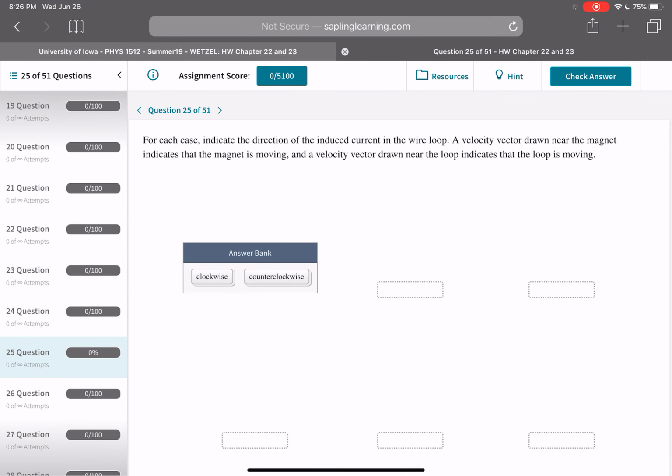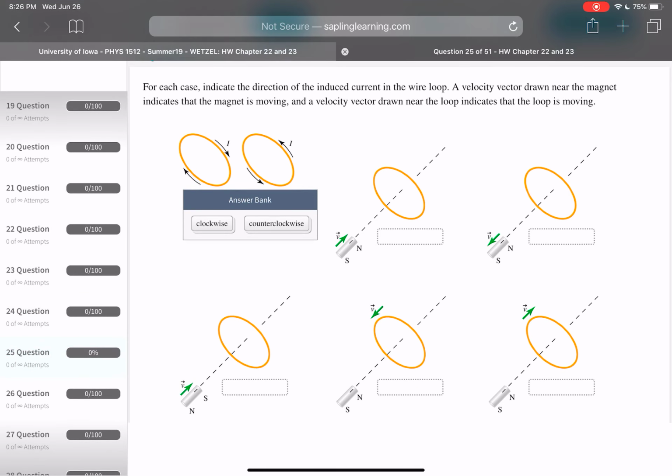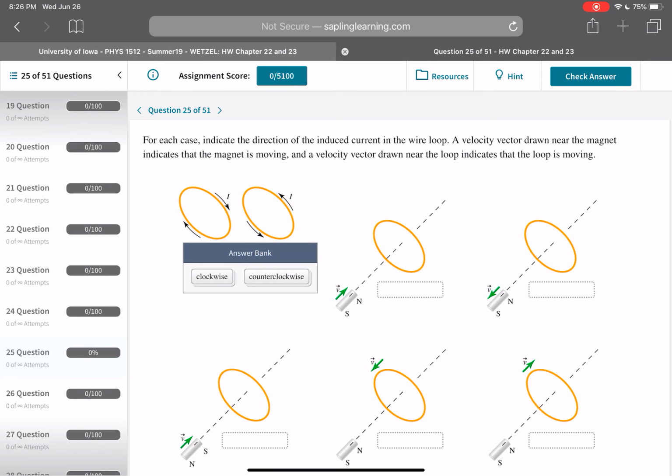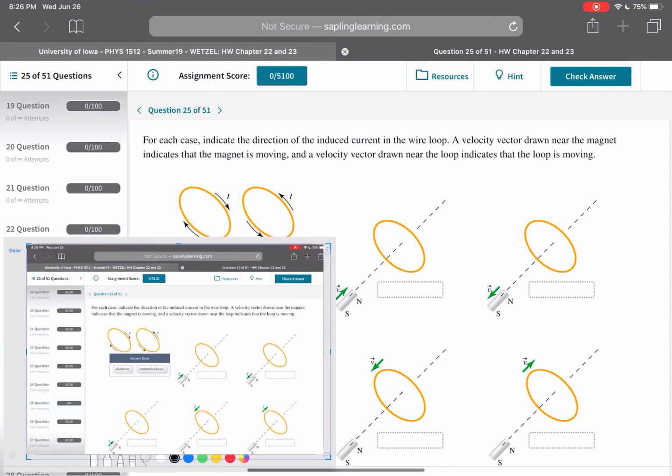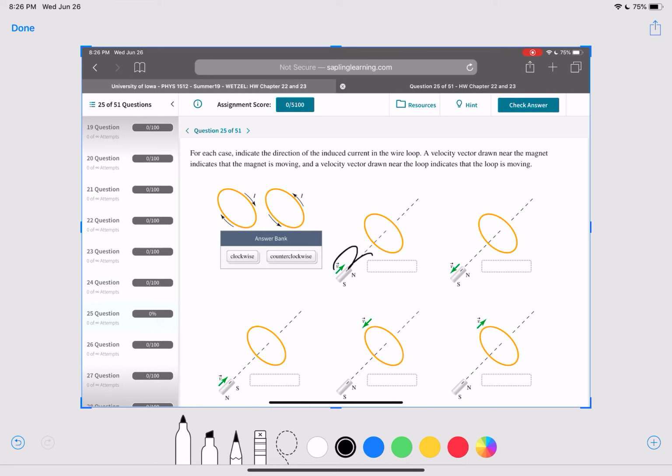Okay, for each case here, indicate the direction of the induced current in the wire loop. A velocity vector drawn near the magnet indicates the magnet is moving, and the velocity vector in the loop shows the loop is moving. So again, this is Faraday's law of induction or Lenz's law. You're pushing magnets. So you've got a magnetic field like this, and these pictures are right out of the book. Basically, you can copy what they say there. It should be pretty easy.